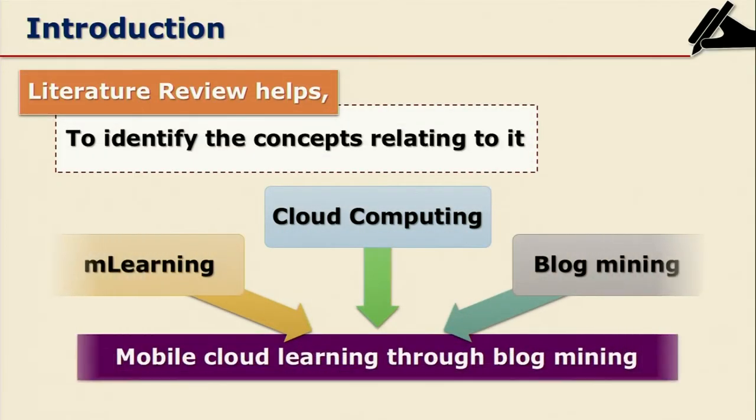Now the next reason for conducting literature review. Why literature review is done and what is achieved with literature review? This is to identify the concepts relating to it. For example, if the topic is mobile cloud learning through blog mining, you will tap the concepts of m-learning, that is mobile learning, cloud computing and blog mining. You will perhaps also identify the concepts of education 2.0, education 3.0. All these related concepts will first be identified and then the material on these topics will be searched. So literature review helps to identify the related concepts.